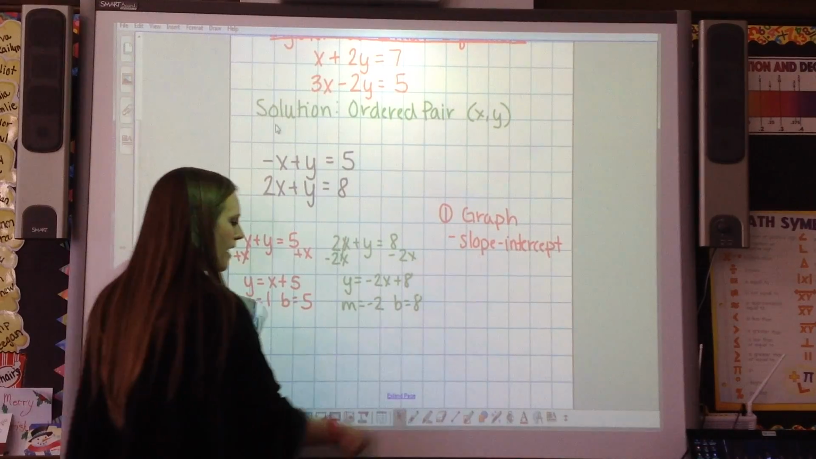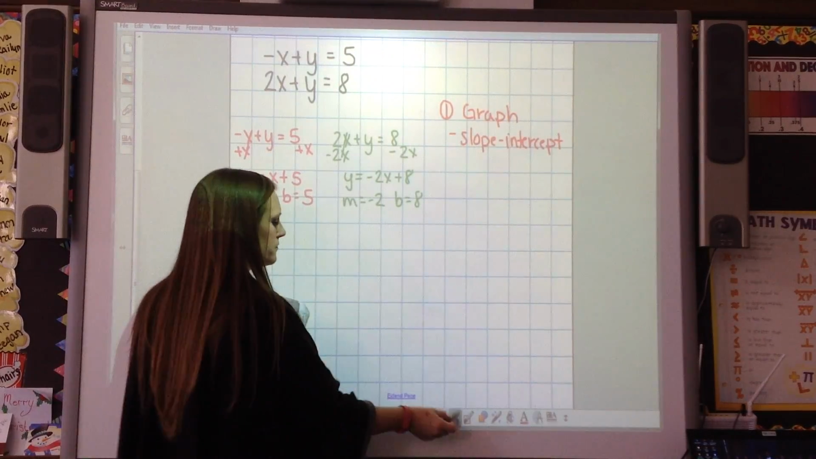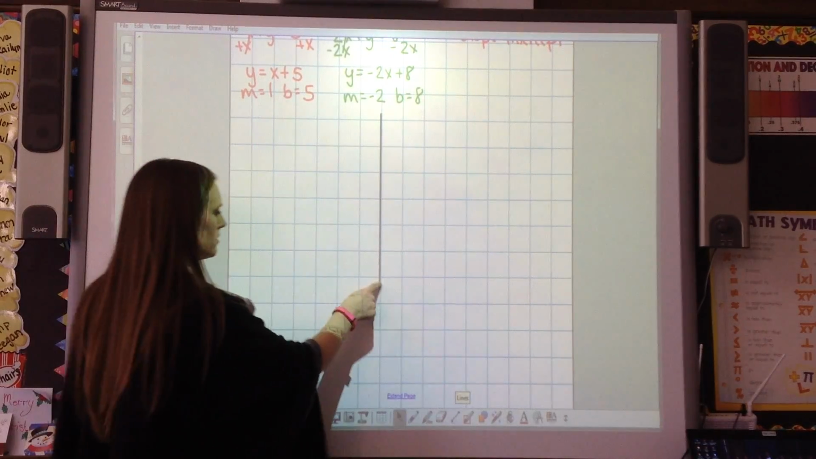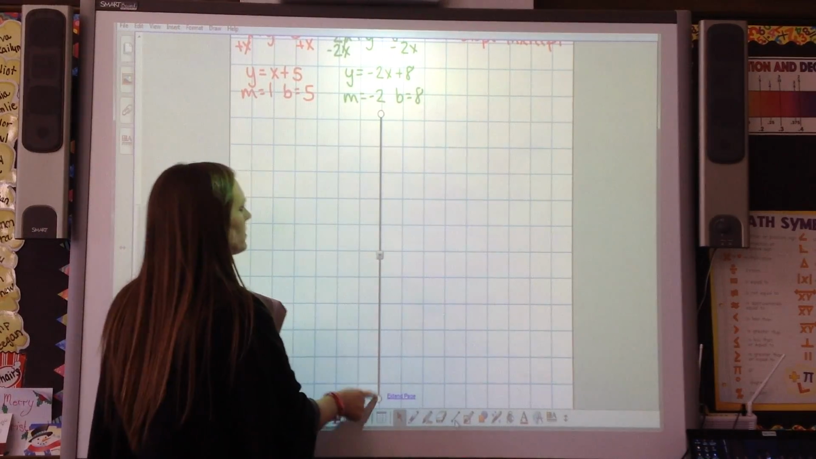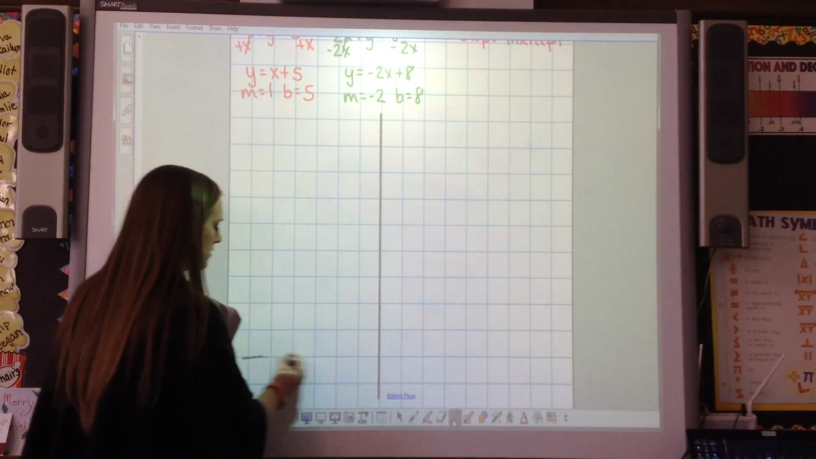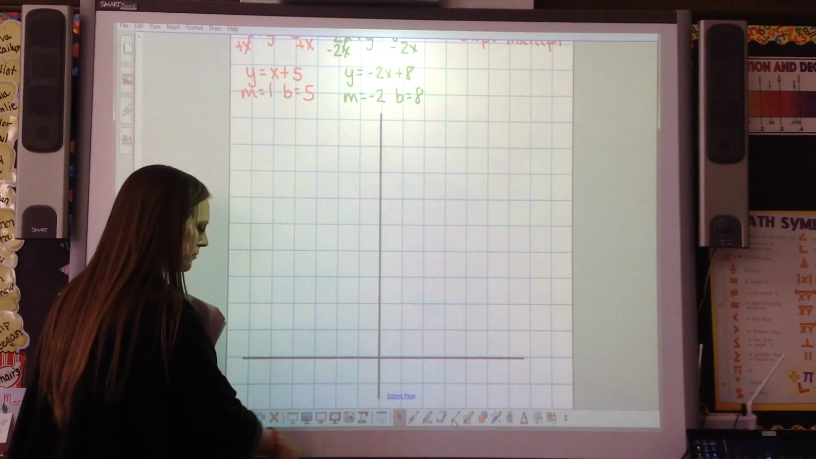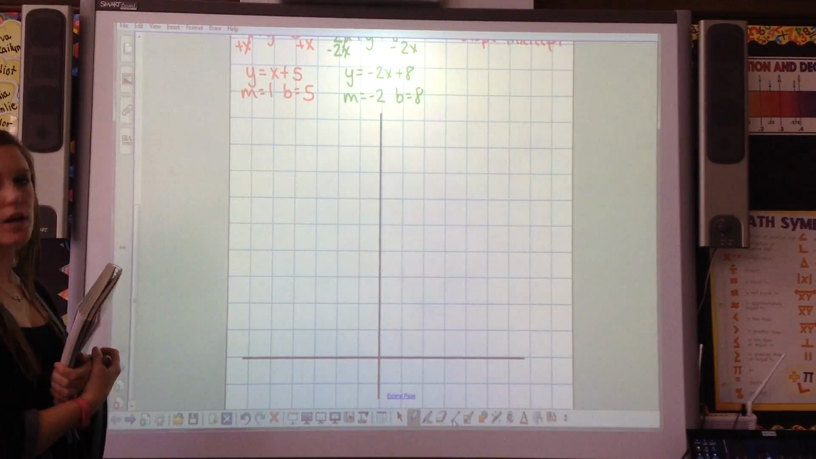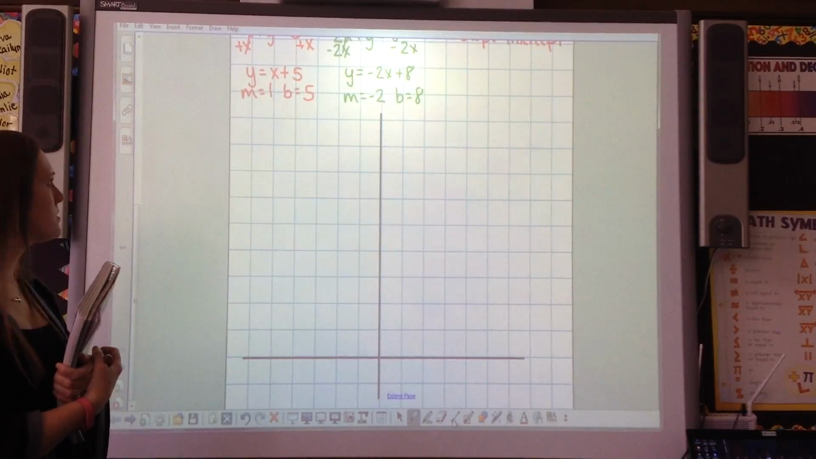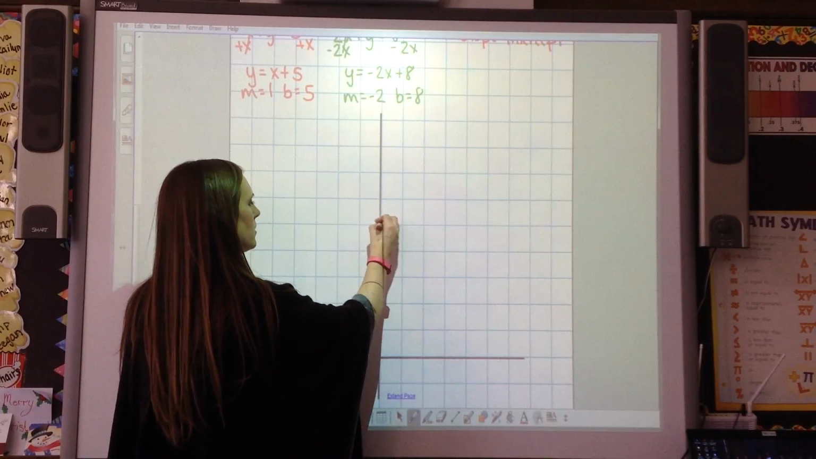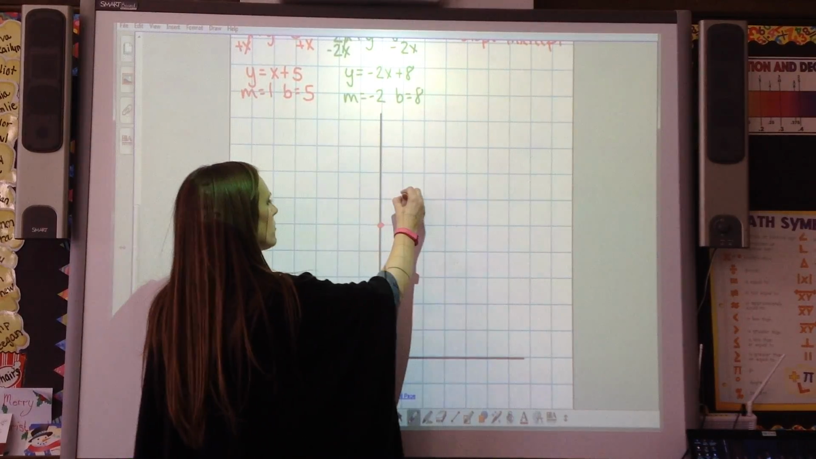And I can graph. This says that my y-intercept is 8, or sorry, my y-intercept is 8 and 5, so I'm going to have a tall graph. Okay. So I'm going to graph the red equation first. The y-intercept is 5. 1, 2, 3, 4, 5. And it tells me to go up 1 over 1.